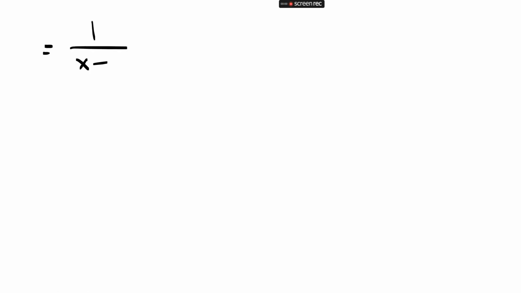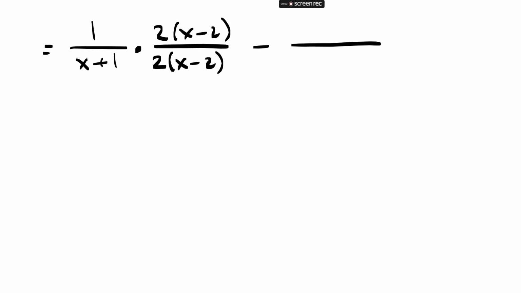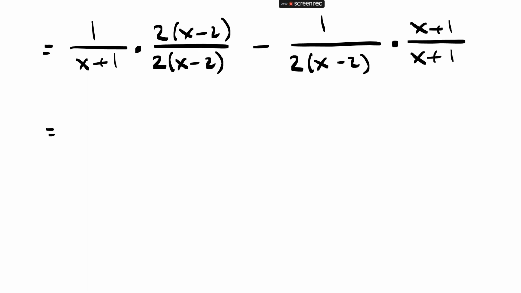So that's the original one. We need to multiply this by 2 times x minus 2 on top and bottom. Plus, or minus, sorry. Then this was the original problem, and that gets multiplied by another x plus 1. All right, let you guys finish that off. Go for it. Just give you a little bit of time.